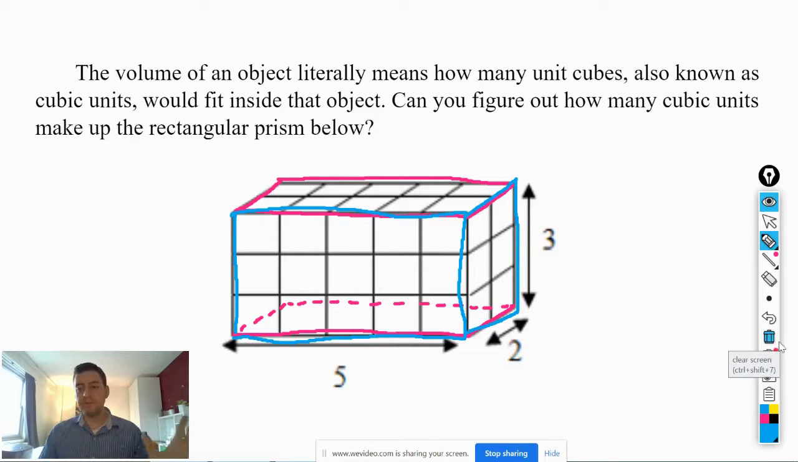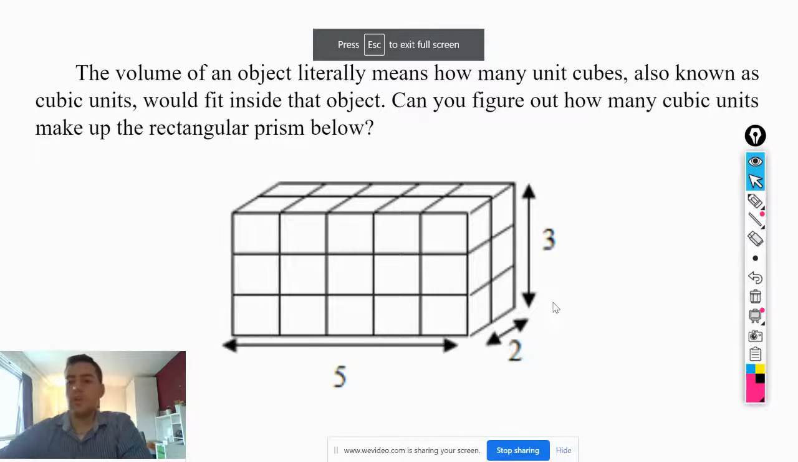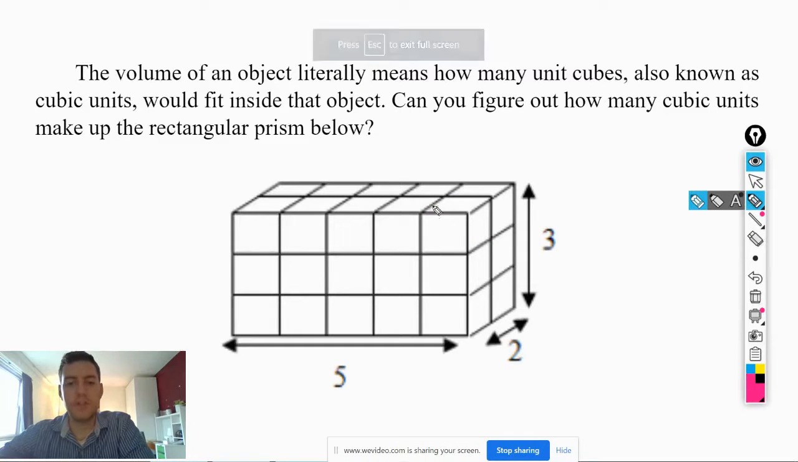So anyway, back to this question over here. Can you figure out how many cubic units make up the rectangular prism below? You can figure that out either by counting every single one or figuring it out in some other way. All right, so pause the video and see if you can do it. The answer is 30. 30 of these cubic units would be able to fit inside of this rectangular prism.